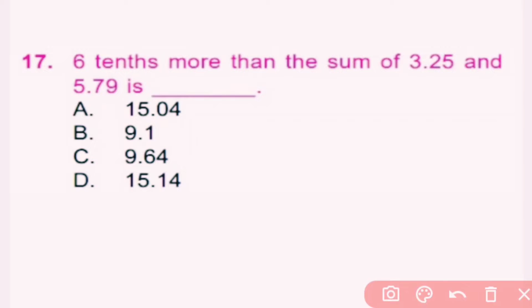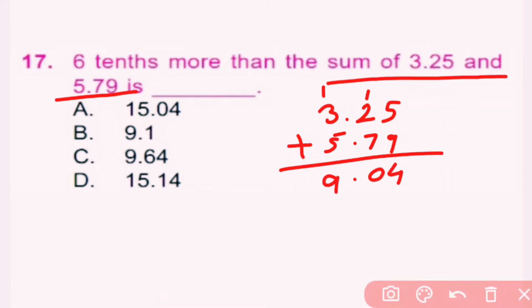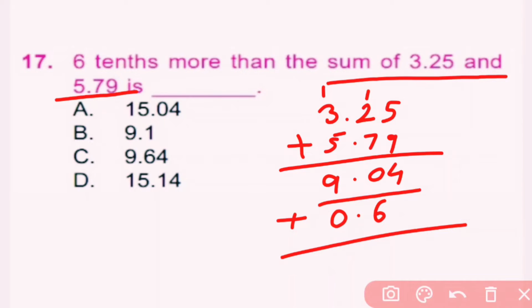Question number 17. 6 tenths more than the sum of 3.25 and 5.79 is dash. So here we first do the addition of 3.25 and 5.79. 3.25 plus 5.79 is equal to 9.04. Our question is 6 tenths more than this, so 9.04 plus 6 tenths. 6 tenths means 0.6. So 9.04 plus 0.6 is equal to 9.64. C is the correct answer.